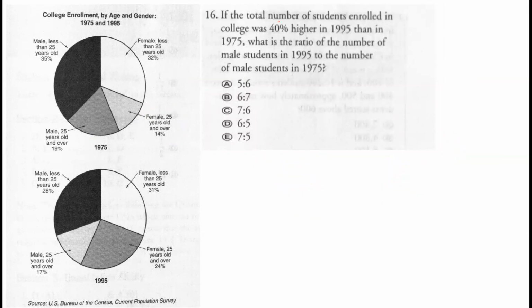Question 16. If the total number of students enrolled in college were 40% higher in 1995 than in 1975, so if there were X students in 1975, then in 1995 there would have been 1.4X students. What is the ratio of the number of male students in 1995 to the number of male students in 1975? So how many male students were there in 1975? There were 54%. And how many were there in 1995? There were 45%.